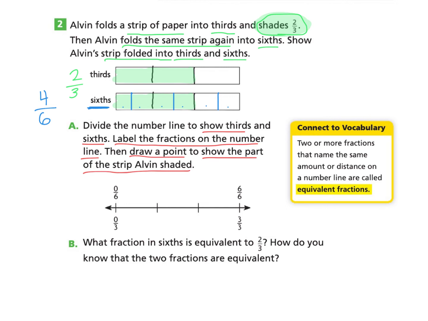Divide the number line to show thirds and sixths. So on the bottom here, I see that they have already started with the thirds. So we have 0 out of 3 and 3 over 3 on the bottom here. So that's going to be where we're dividing into thirds. So we're going to go ahead and continue.